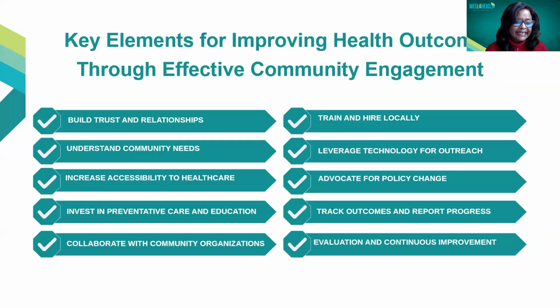So what are some of the key elements in terms of improving health outcomes through effective community engagement? What are some of the key elements that we're looking at? So we want to build trust in relationships. We've talked about that. Building trust in relationships is key for a sustainable community engagement endeavor in improving health outcomes. Understanding community needs. That's where we're talking about our community health needs assessment.